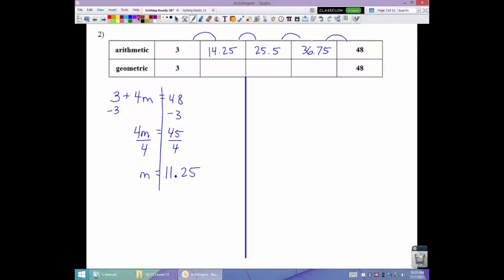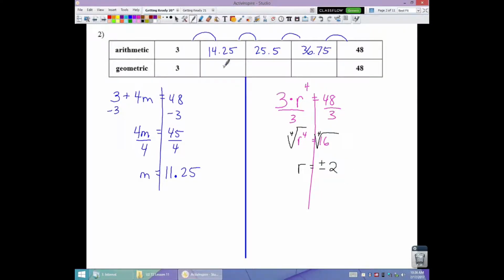Okay. For the geometric, we're starting with 3. We're multiplying by some unknown ratio 4 times. So R to the 4th is 48. We divide both sides by 3. R to the 4th is 16. Take the fourth root of both sides. So r is either positive or negative 2.